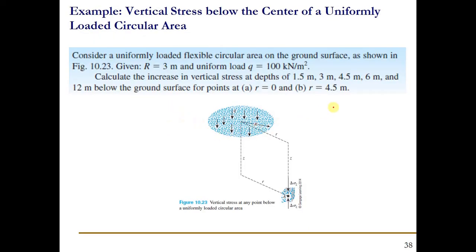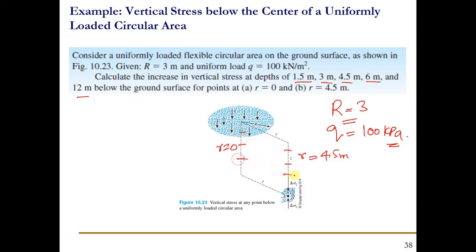So the R value is given as 3, that is the radius of the loading. Uniform load Q is also given, 100 kilopascal. We need to calculate the increase in vertical stress at depths of 1.5 meter, 3 meter, 4.5 meter, 6 meter, 12 meter at r equal to 0 and r equal to 4.5 meter. So at various depths we need to find out the delta sigma, and these depth values are already given.